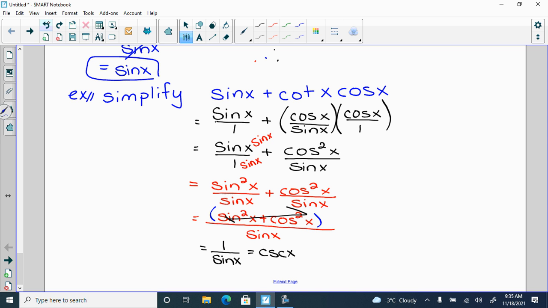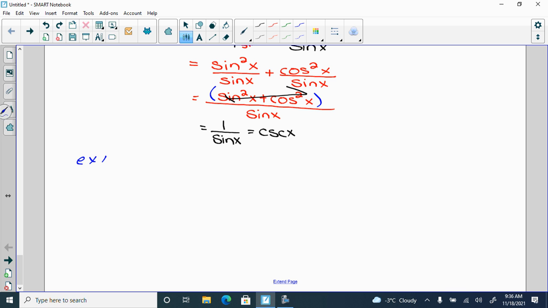So you have to watch yourselves, and sometimes the way to stop that, I found, is brackets. Okay? So we're going to try this. Example.